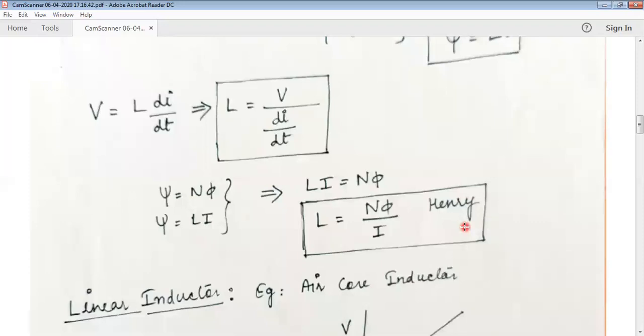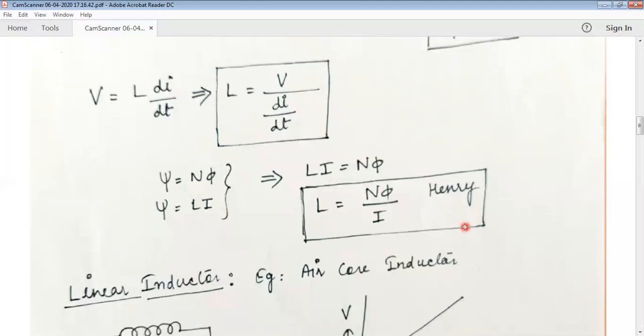Clear? So this was about the basics of inductance: how inductance comes about, what induced EMF is, the meaning of the negative sign in the induced EMF, what dynamically induced EMF is, and what statically induced EMF is, with examples of dynamically induced EMF and statically induced EMF. Now let's move towards the linear inductor and the non-linear inductor.